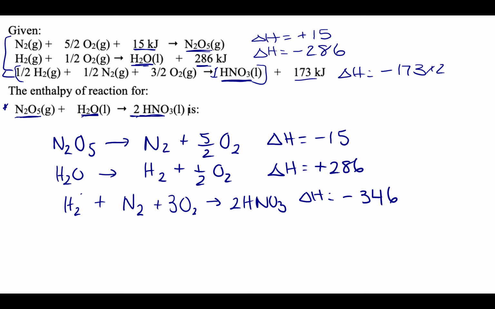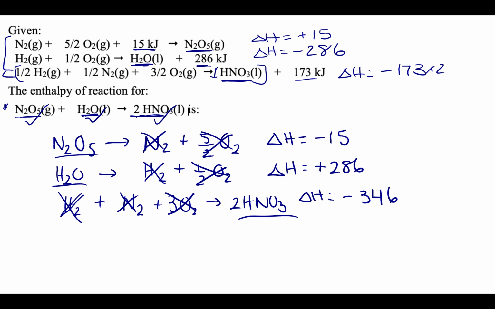Now let's see how things are going to start to cancel nicely. So you have hydrogen as a reactant and as a product, 1 on each side, so they'll cancel. Nitrogen, 1 as a reactant, 1 as a product, so they'll cancel. 5/2 plus a half would be 6/2, which is 3. So these oxygens will cancel with the 3 oxygens on the left. And now I'm left with my target. I have the N2O5, I have water, and I have 2 HNO3.